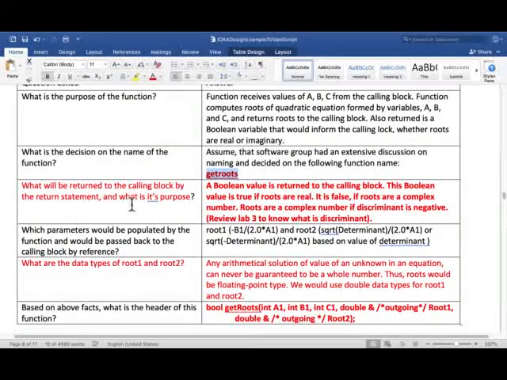What will be returned to the calling block by the return statement, and what is its purpose? A Boolean value is returned to the calling block. This Boolean value is true if the roots are real. This Boolean value is false if the roots are complex numbers. Roots are complex numbers if the discriminant is negative. Review either the early part of this document or lab 3 to know what the discriminant is.